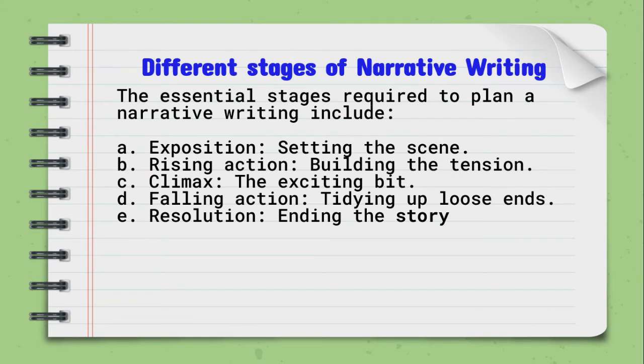After the basic structure, we will focus upon the essential stages required to plan a narrative writing. That includes exposition, in which you are going to set the scene and do the characterization. Then comes rising action, where the tension is built. And rising action leads to climax.